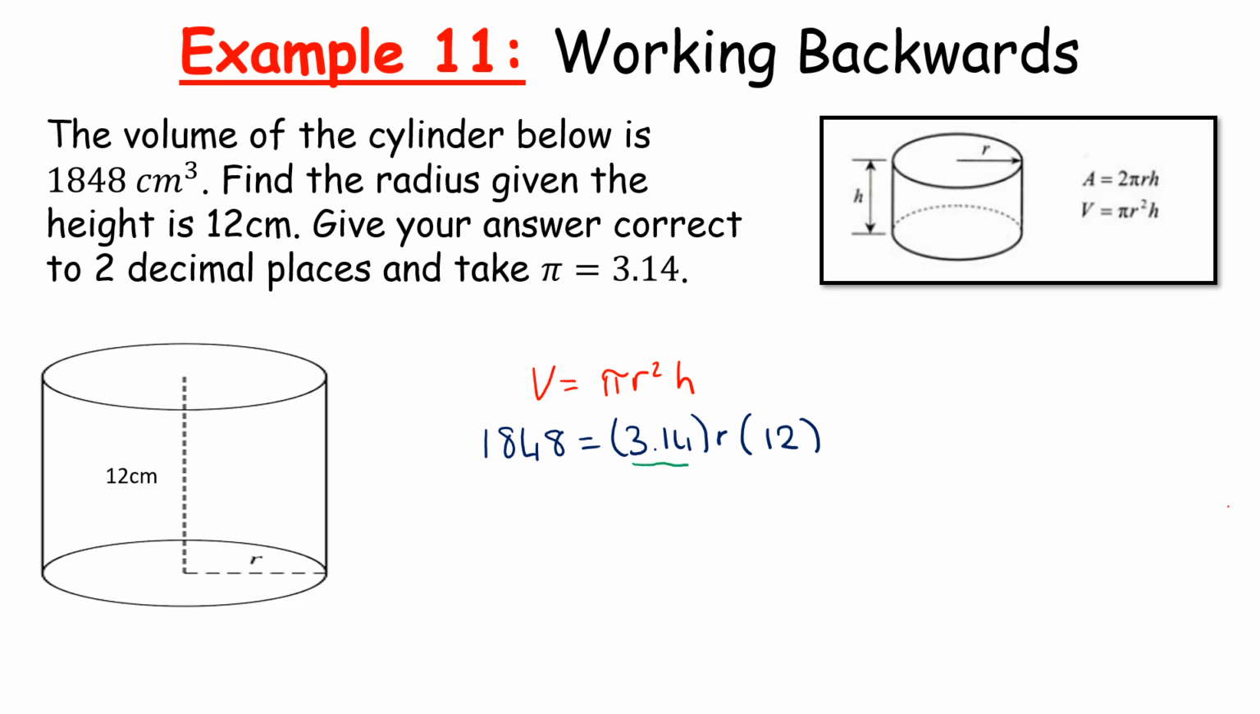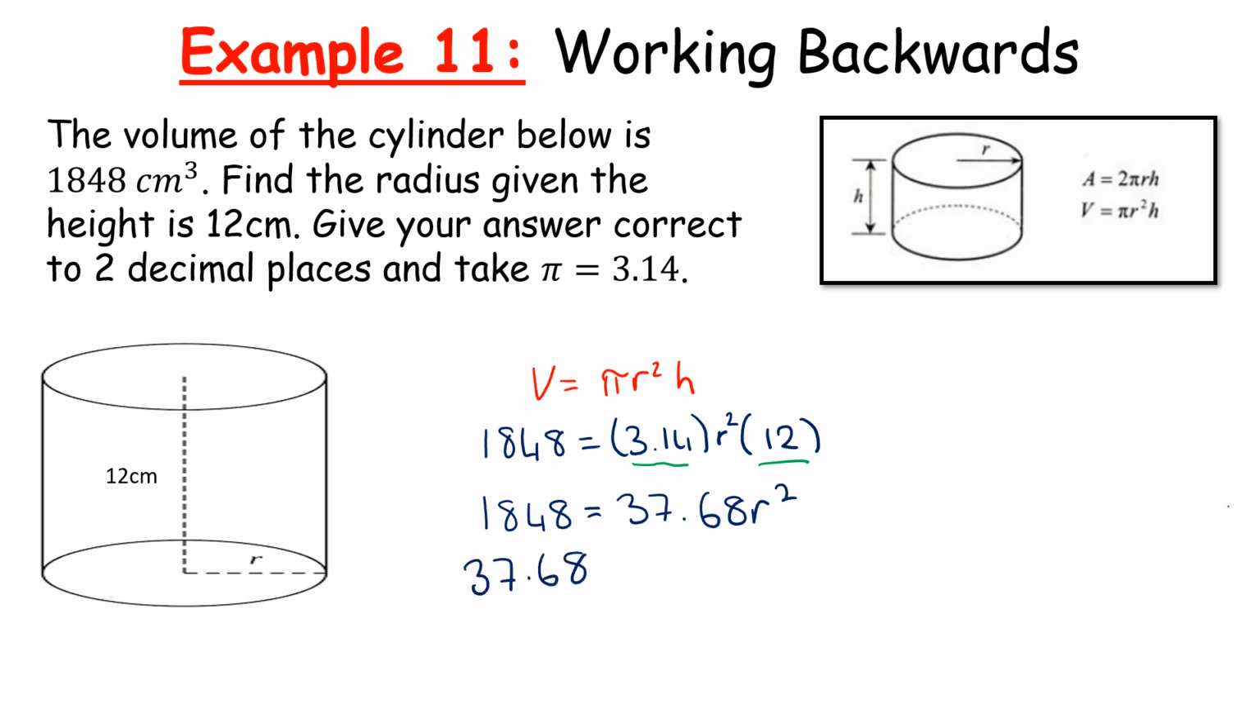So remember, multiplication is associative, which basically means if you're multiplying 3 pieces together, it doesn't matter which 2 you do first. So for us, we're going to do the first and the last because they're both numbers. So I get 1,848 is equal to 37, oh, I dropped my squared, 37.68 r squared. I like my letter on the left, so I'm going to bring that across.